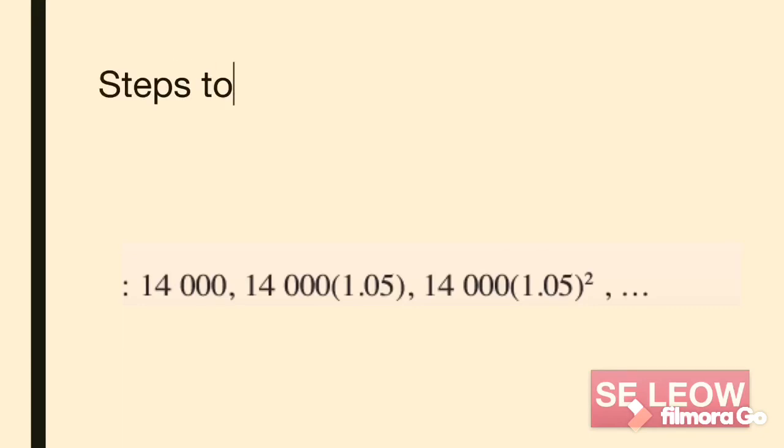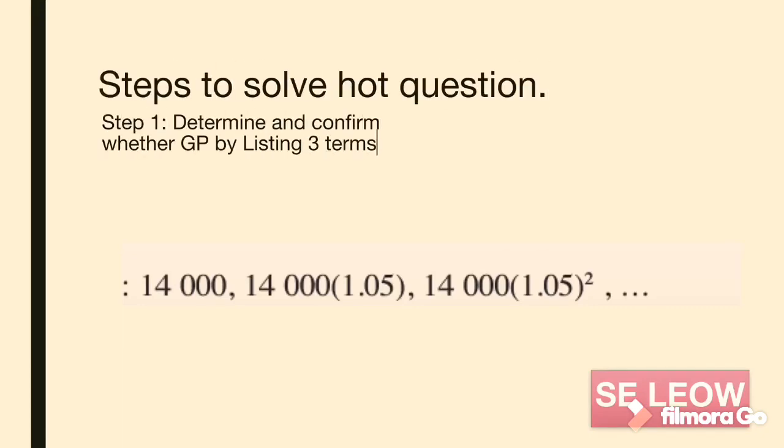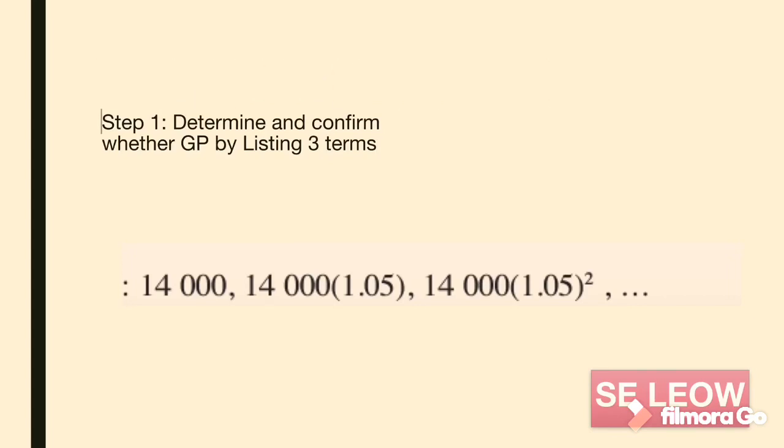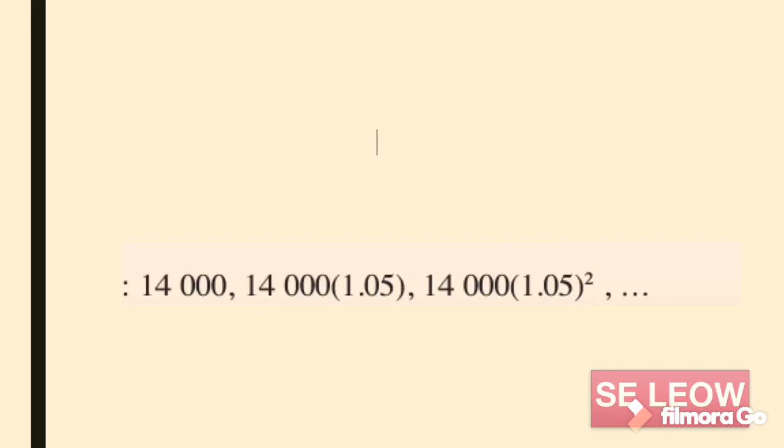In order to solve the HOTS question, the first step is you have to list out three terms. The first term is 14,000. I would like to show you the steps to solve the HOTS question. Step 1: determine and confirm whether this is a GP or not. So you need to list out three terms.